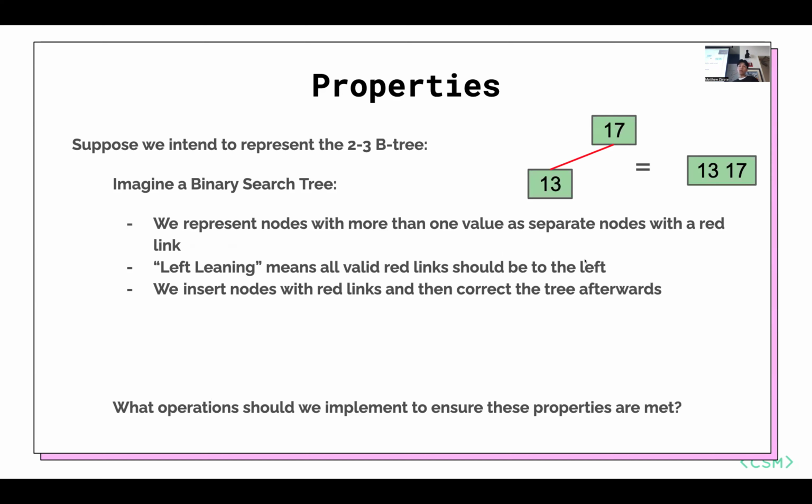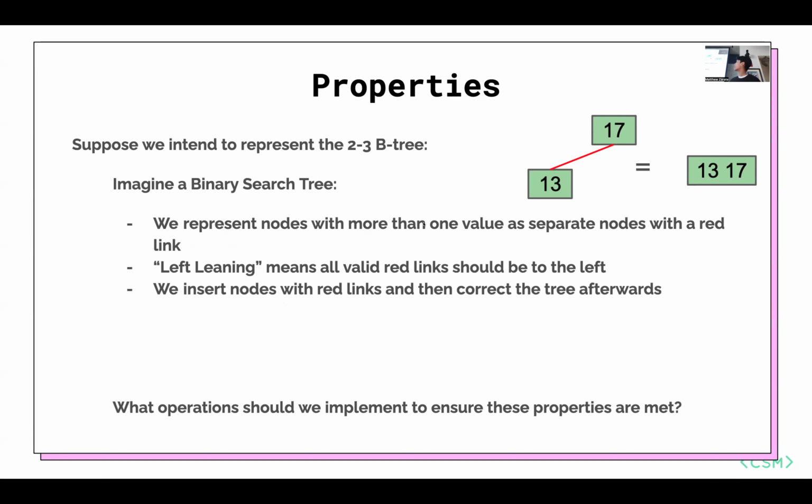So how do we do that? We have 2 different colored nodes, and we can use the red node to represent a node with 2 values. So in a 2-3 B tree, we can connect 2 nodes, let's say 13 and 17, with the red link, and that would represent 13 and 17 in the same node in the B tree. And this is very handy. So we can use pretty much all the other properties of a binary search tree.